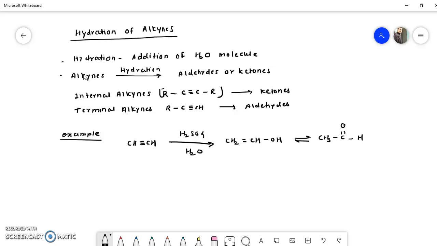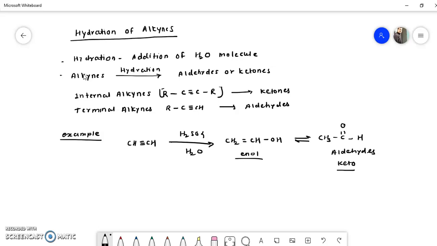aldehyde. Now you know this is a terminal alkyne, so hydration of a terminal alkyne will give aldehydes. As I said earlier, this is aldehyde. Okay, this is enol form, remember, and this enol form is converted into its keto form. So this is a simple reaction, that when alkyne reacts with H2SO4 in presence of water, there is a formation of CH2 double bond CHOH, CH3 CHO.